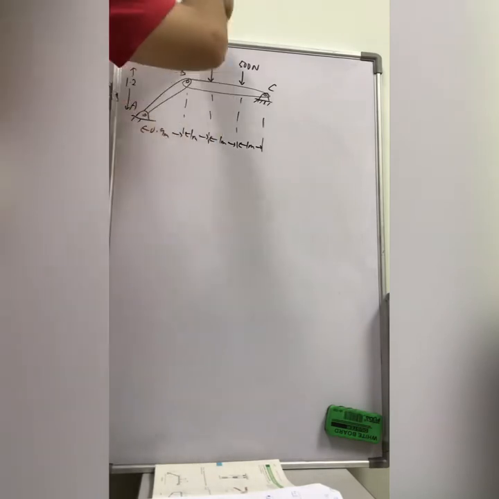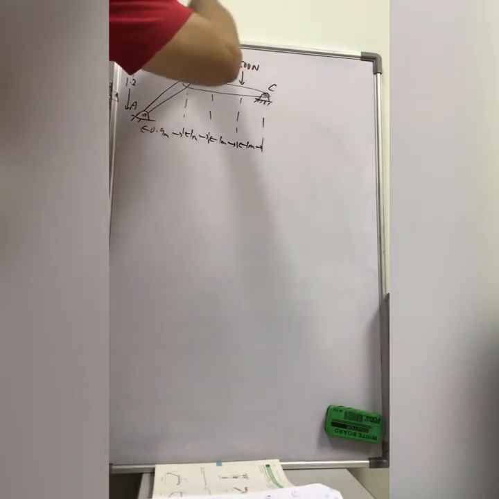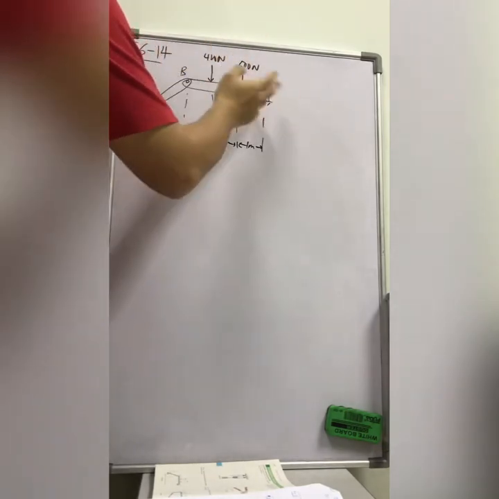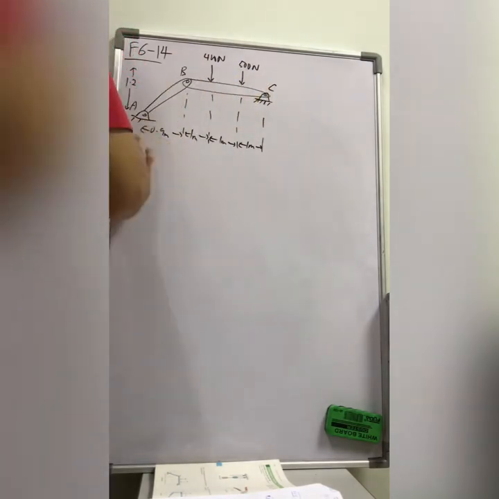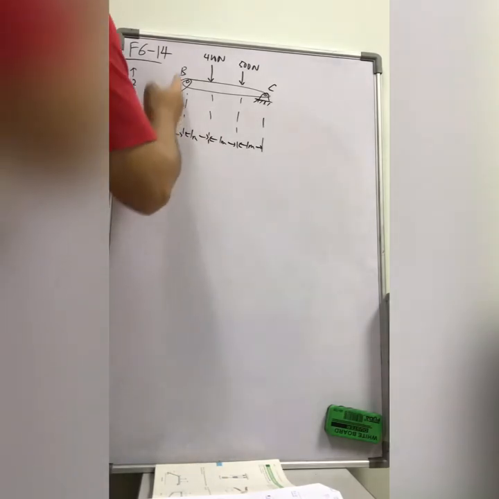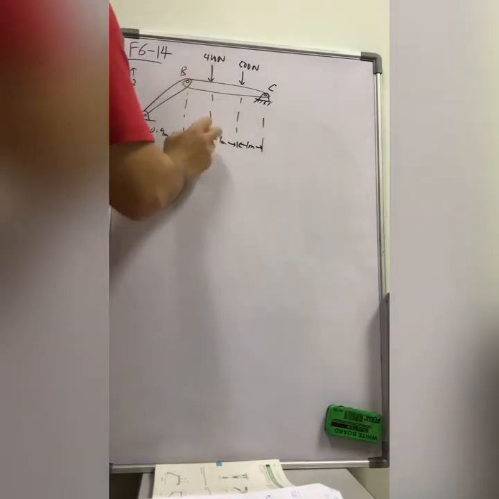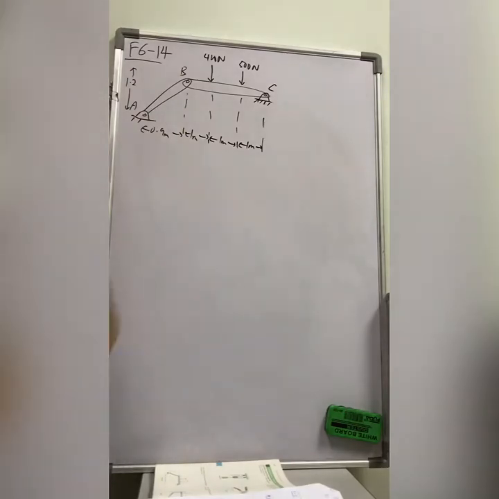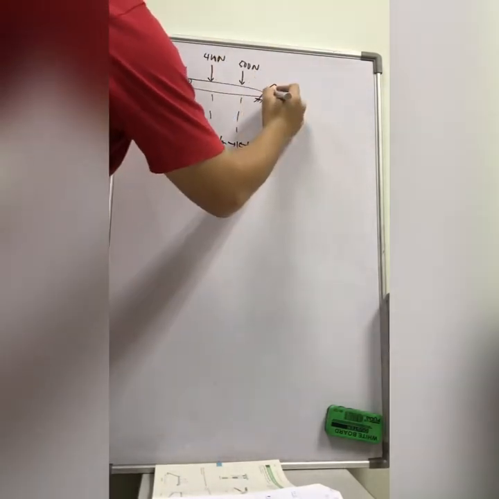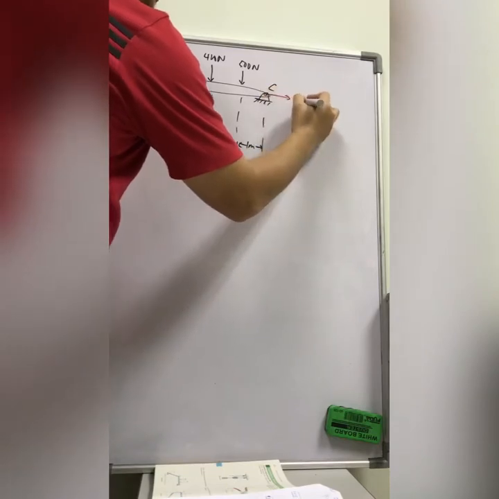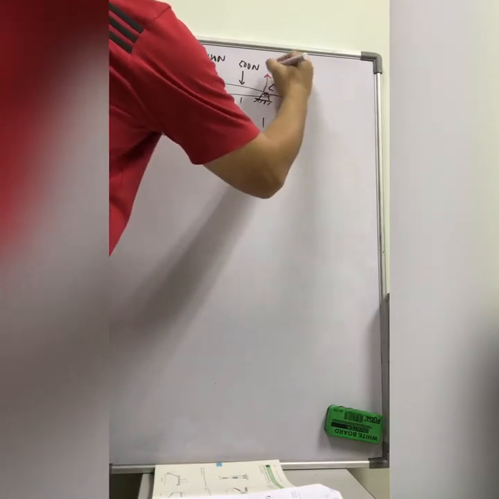You have the 400 Newton and 500 Newton loads applied on member BC, and you have member AB with the dimensions of 0.9 meter and 1.2 meter, and 1 meter, 1 meter each. So basically, the question asks you to find the reactions at joint C, horizontal and vertical, which means you need to find Cx and Cy.